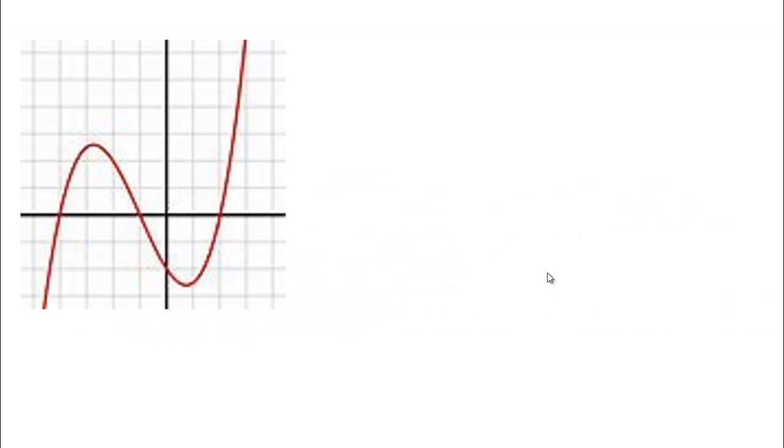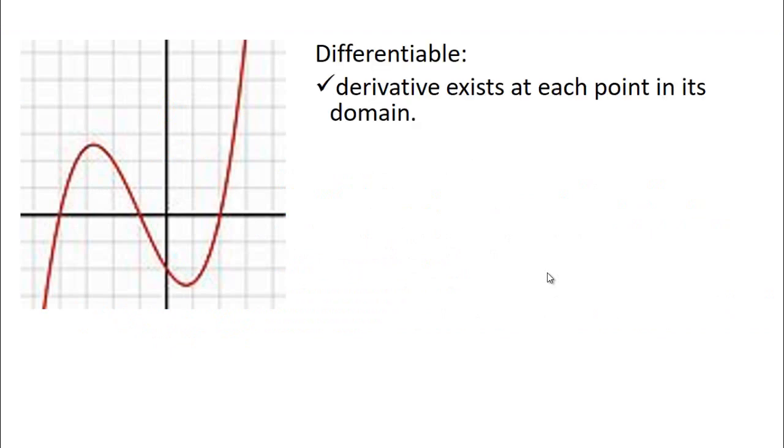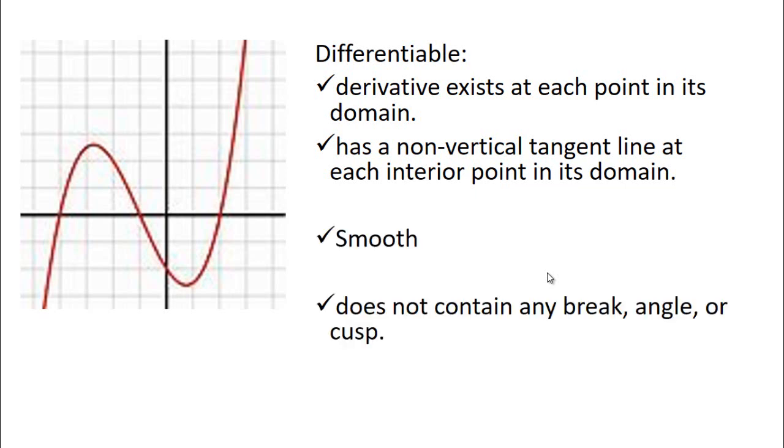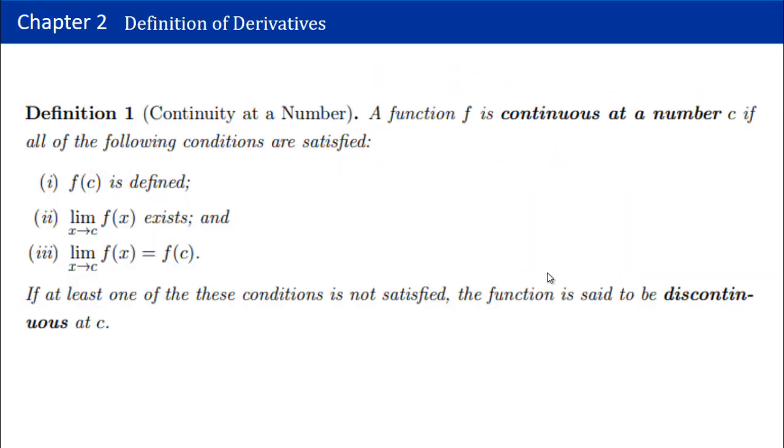When I say differentiable, the first criterion is that it must have a derivative at each point in its domain. It means there is no vertical tangent line at each interior point in its domain, and it must be smooth, and it has no cusp, break, or angle in the given function. Differentiable siya pag continuous ang ating function.